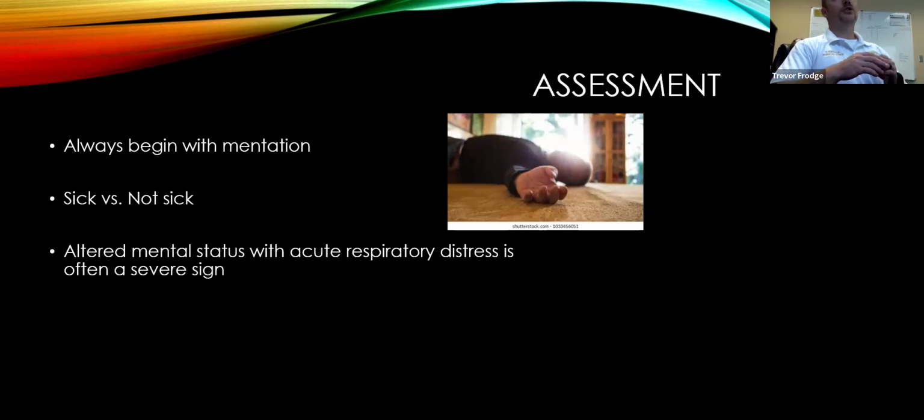So when we're looking at the mental status, just know that an altered mental status with acute respiratory distress is a very, very severe sign. That means that they're not perfusing, and specifically, they're not perfusing their brain. That hypoxia is having such an effect that it's affecting their mentation. That's a pretty severe sign and sometimes even an ominous sign.